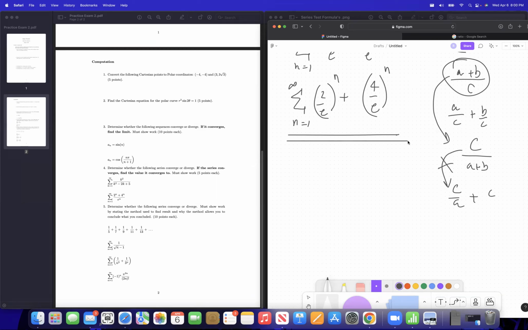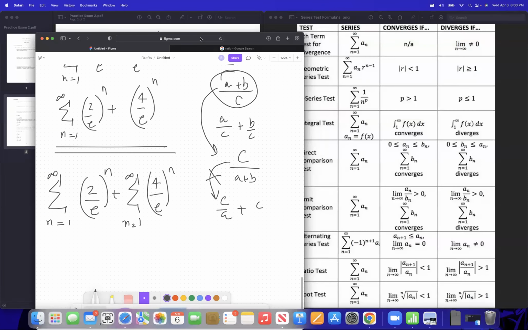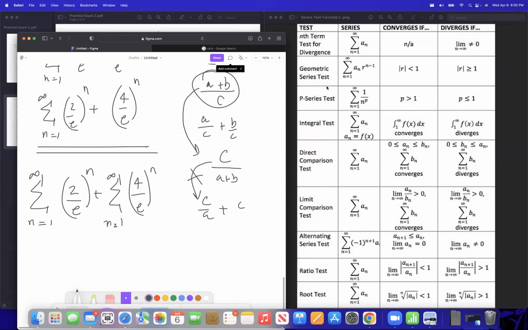And here again, we have an addition of two series, right? So we can do the sum from n equals 1 to infinity of 2 over e to the n, plus, and then we have another series from n equals 1 to infinity of 4 over e to the n. And at this point, this is a geometric series. You have an r to the n, right? This here is your r. And you have to see whether the absolute value of your r is greater than 1 or less than 1.